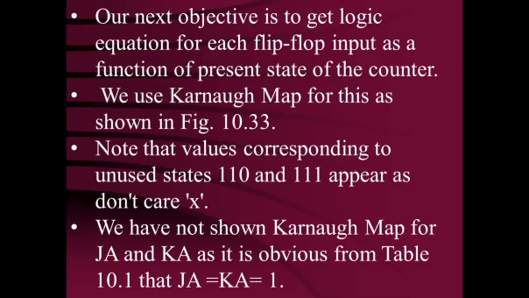We have not shown the Karnaugh map for J and K, as it is obvious from table 10.1 that J is equal to K is equal to 1, because every time the output of flip-flop A is going to be toggling: 0 to 1, 1 to 0, 0 to 1, 1 to 0. That means it requires toggling mode conditions. And what is toggling mode? It is nothing but J and K inputs being 1, 1.